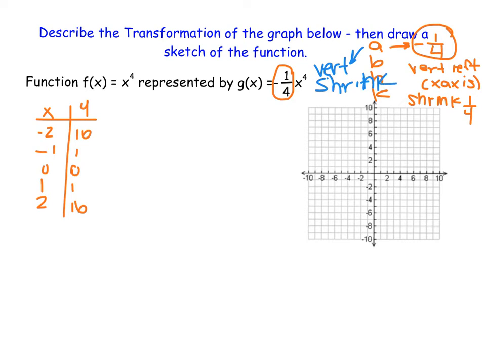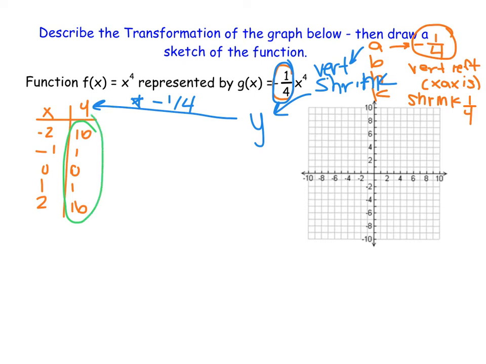So because it's a vertical shrink, vertical changes happen to the y values. And because this is multiplying by negative 1/4 on the outside, we're going to multiply our y values by negative 1/4. So if we take a look at this particular function and we look at our y values, we're going to change them according to our a value. And we're going to leave our x values alone because as far as we can see, our x values, or our horizontal values, don't have any changes.